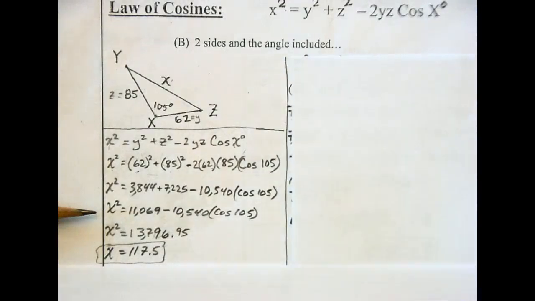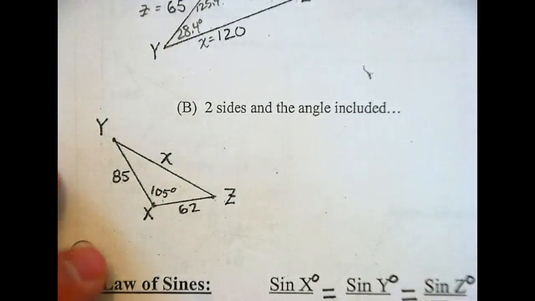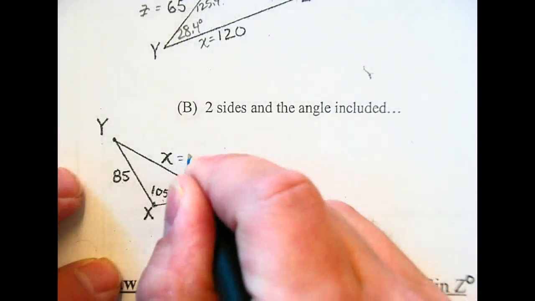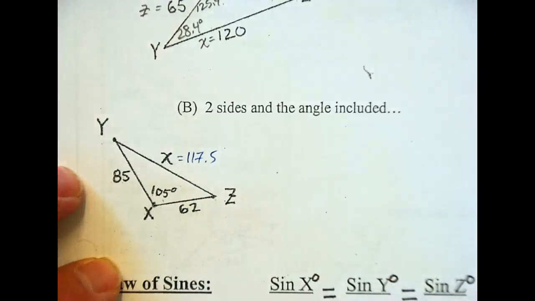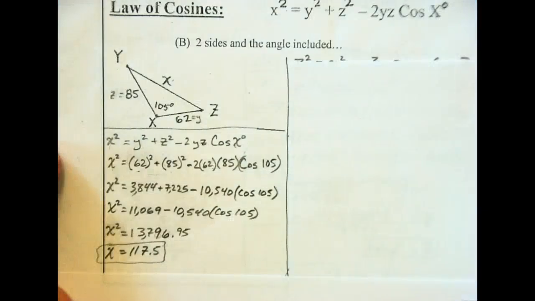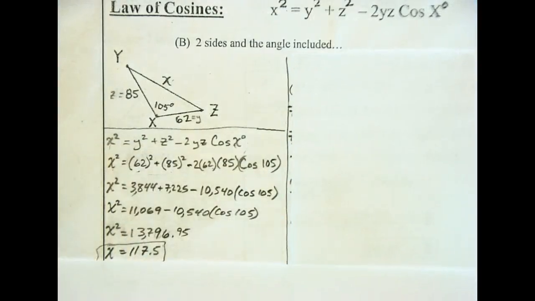We now have side X. What was it again? 117.5. Okay, we now need to find angle Y and angle Z. Now you guys should be old experts at this. Just so we're all working on the same one, let's find Z this time. I want you to find angle Z.